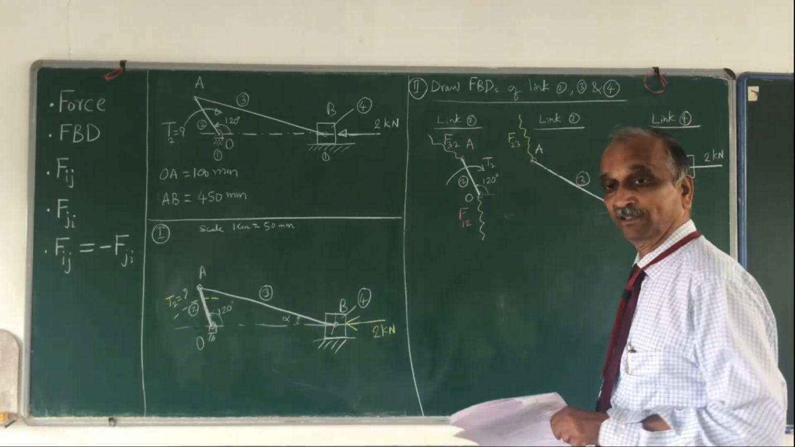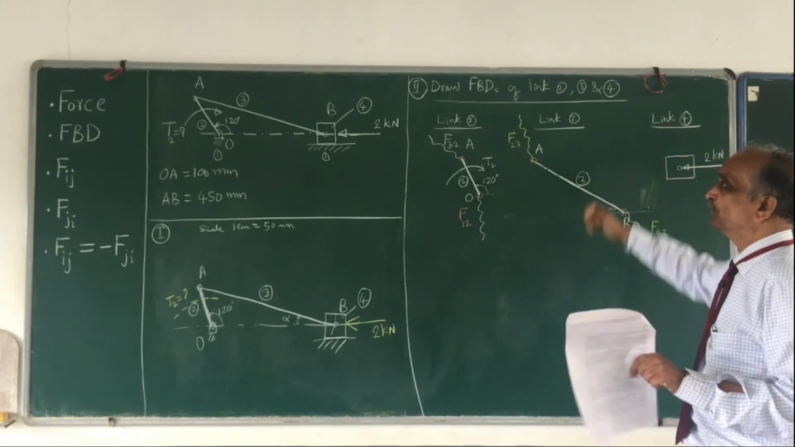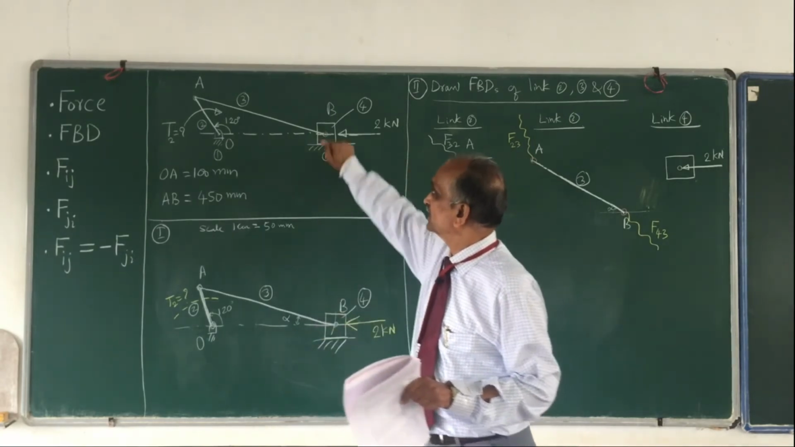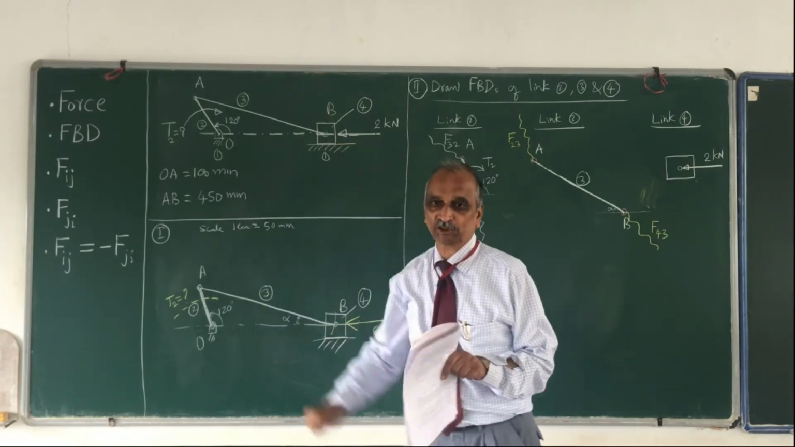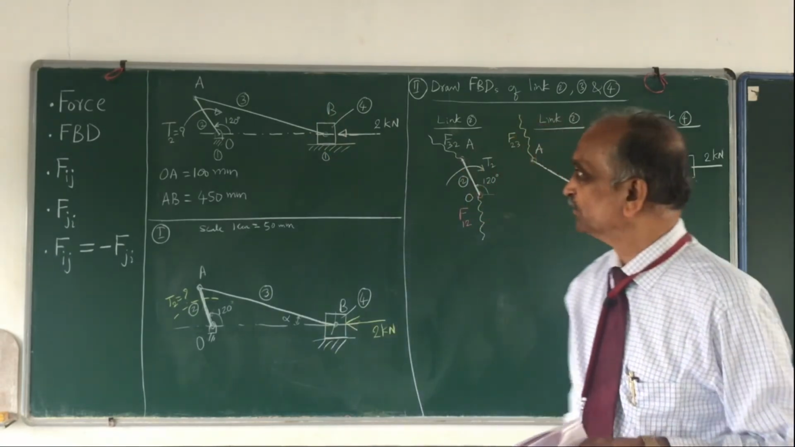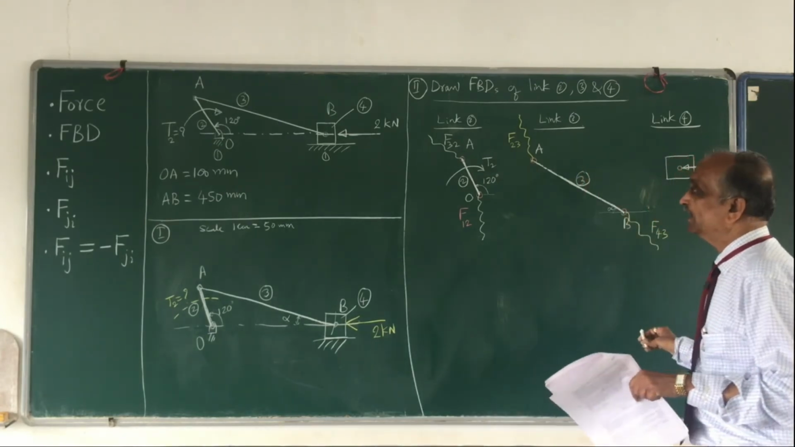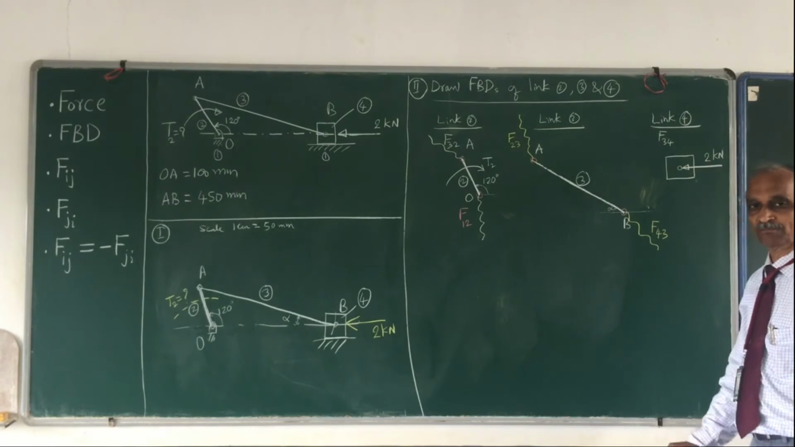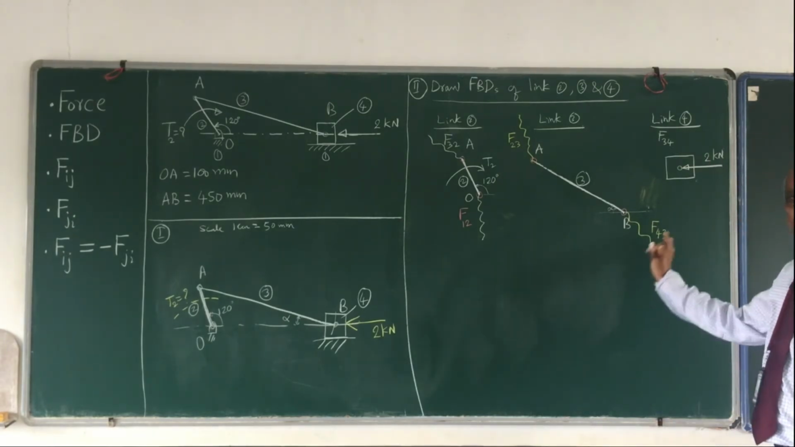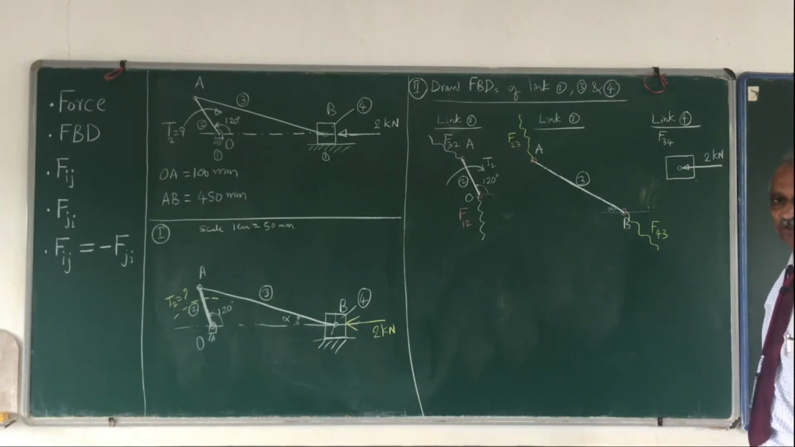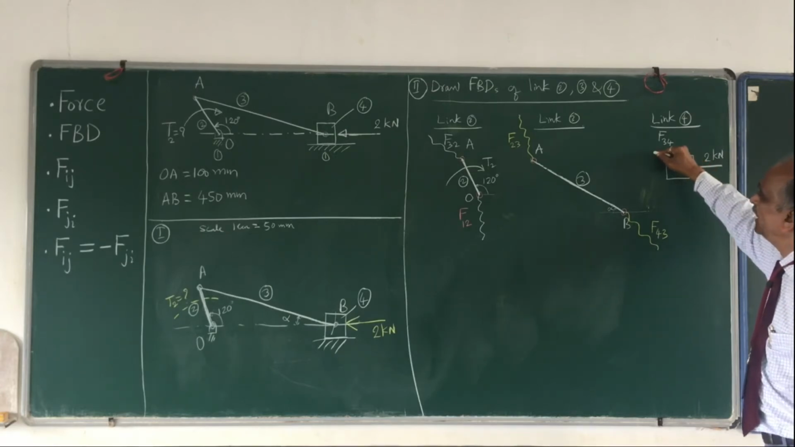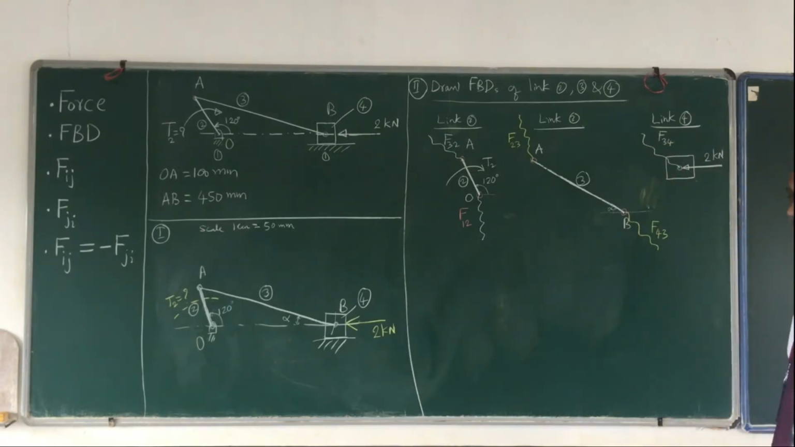So 2 kilonewton. Now, because of its isolation from link 3 and also from link 1, this link 4 has been isolated from 2 links. So there is a force F34 acting on link number 4. Magnitude we don't know, direction we don't know, line of action we don't know, but we know that it passes through the center of the pin. Draw a zigzag.